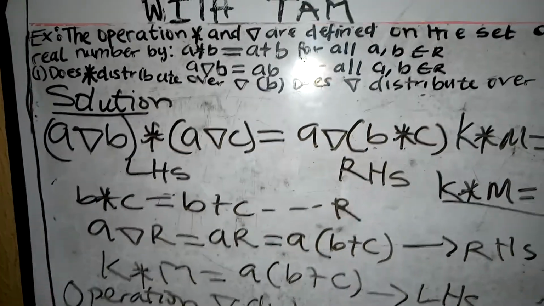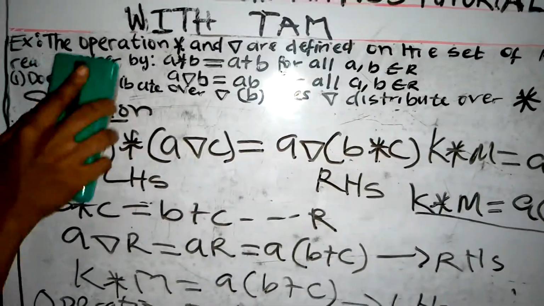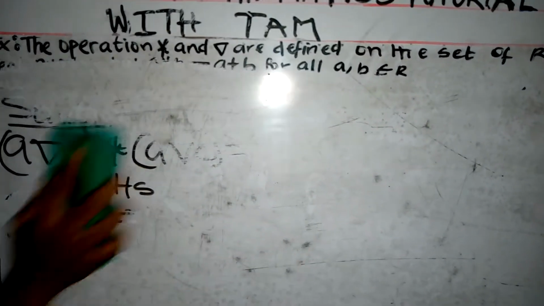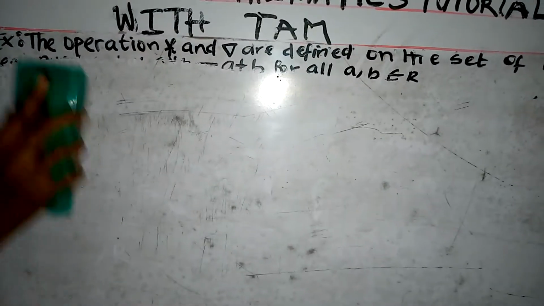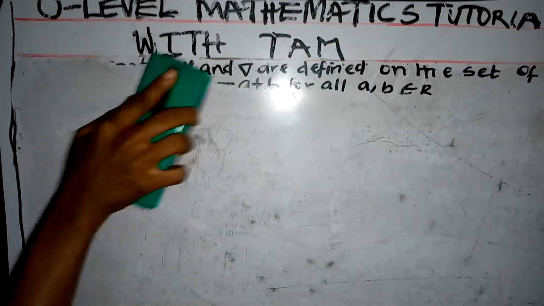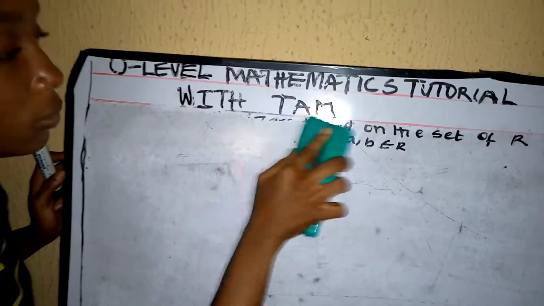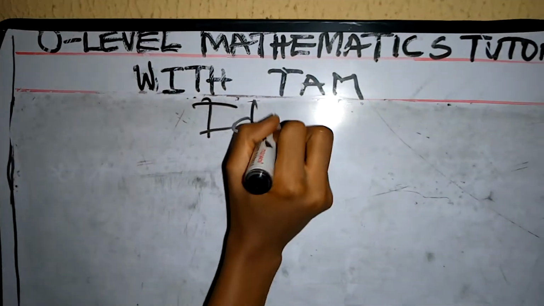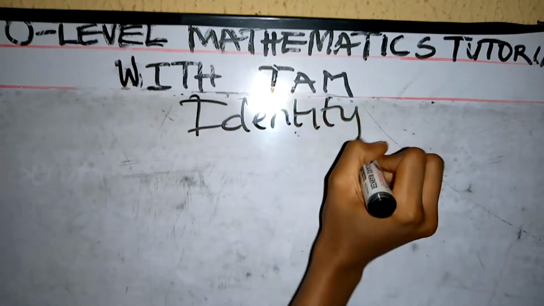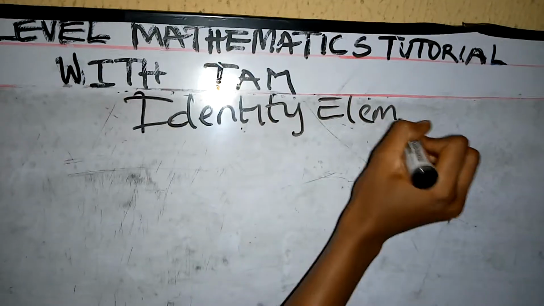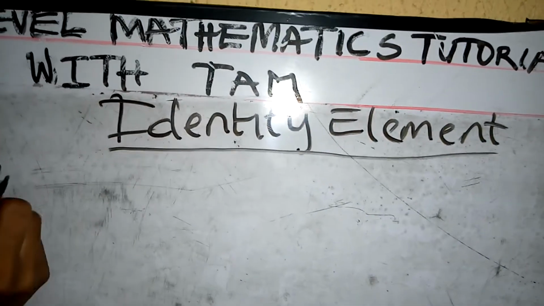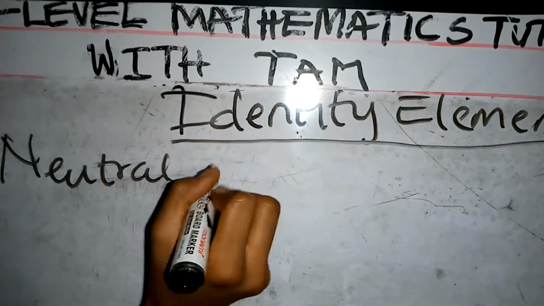Now let's move to the identity elements. The identity element of a binary operation. The identity element is also called the neutral element.